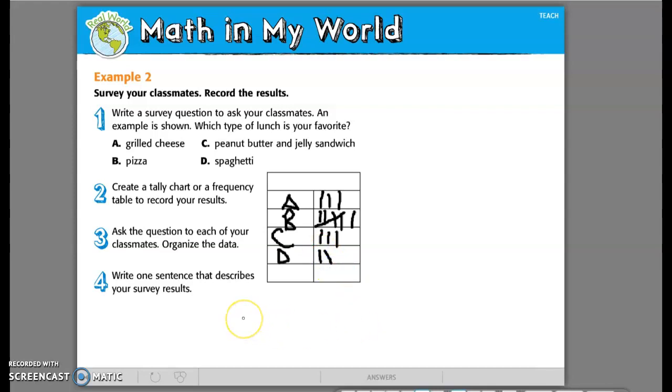And so now we could say about our chart that most students chose pizza. So you could write that down here on that blue line that's given. You could write spaghetti had the least amount of choices. You could count them all up and say how many kids were surveyed.